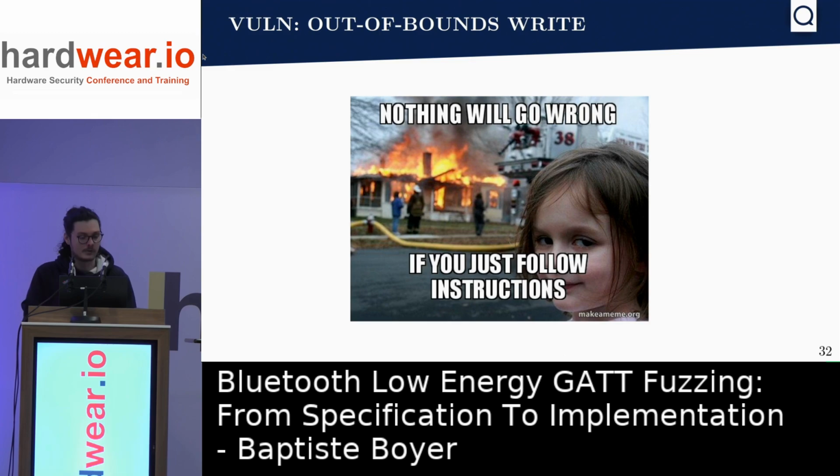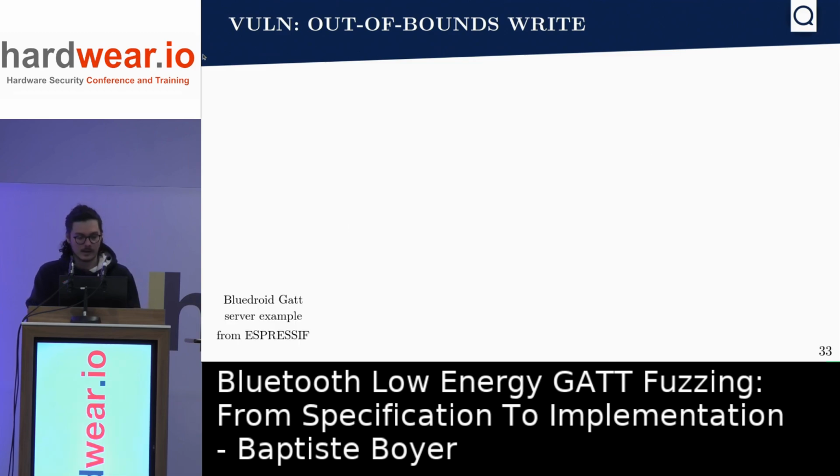So the interesting part. The first vulnerability that we found was... I really like this meme: nothing will go wrong if you just follow instructions. Okay. So again, it was related to the Bluedroid stack, but here I cheated because in fact it was not related to the stack itself, but to the code example that was provided by the vendor, here Espressif, to spawn a GATT server on their devices.